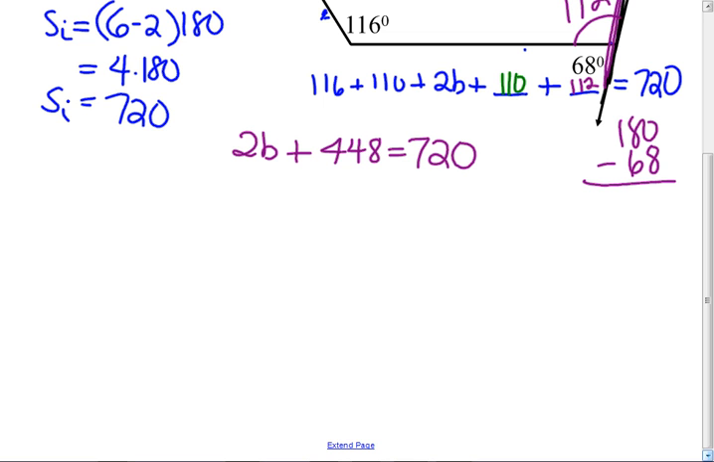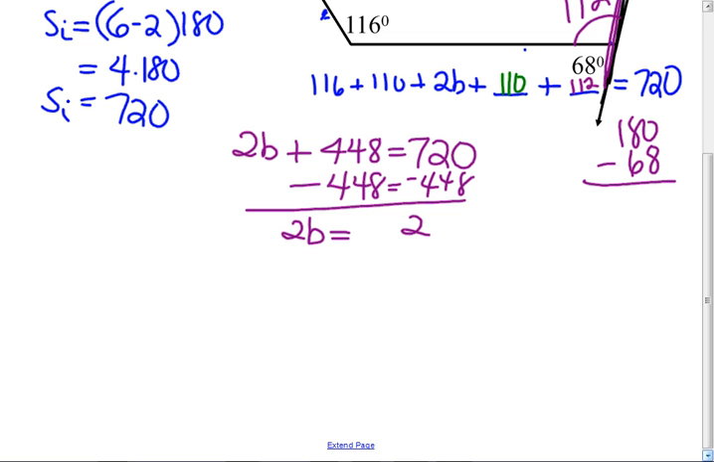And then we solve because we want to find out what B is. Could you have just taken 720 and subtracted all that stuff off? Yes. This is a little nicer. It's a little clearer what I'm doing. This is 272, so B is 136. Can our angle measures have decimals in them? Yes. Can the sides have decimals in them? No. If you get one like that, then it's not possible. There's a mistake someplace.